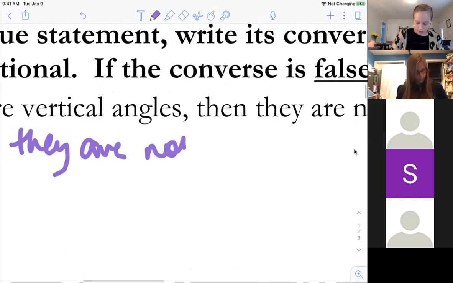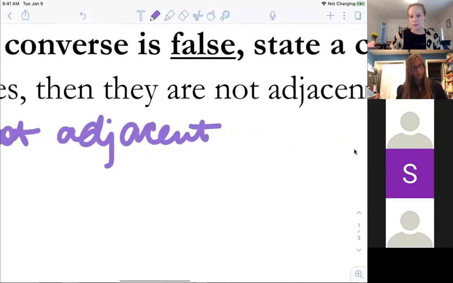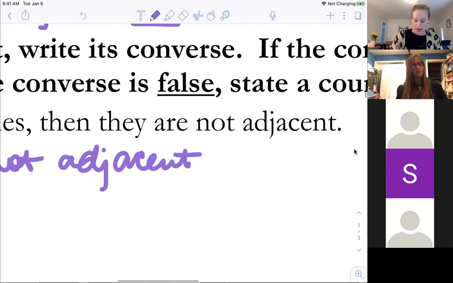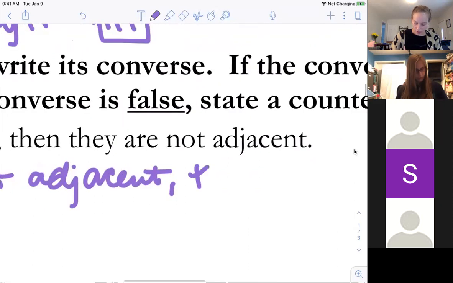They are not adjacent. And see that this statement has "not" in it. That doesn't make it an inverse or negating or anything. Not as was in the original statement. So I don't have to do anything crazy with the not. I'm just copying exactly what I see. If they are not adjacent, then 2 angles are vertical angles.